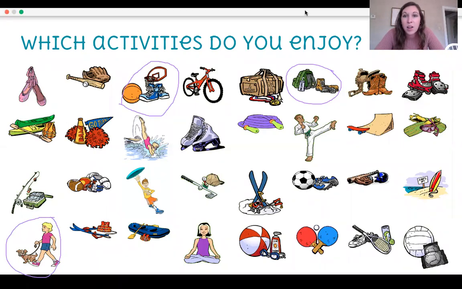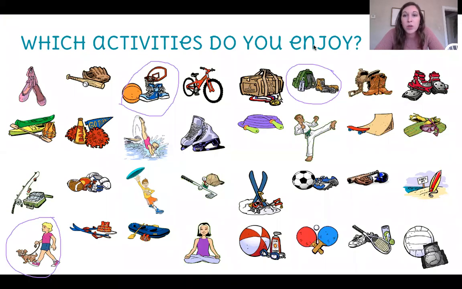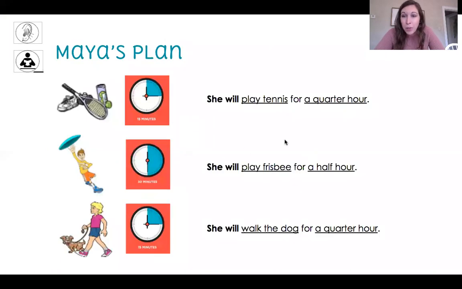Okay, now that we have found some activities that we enjoy doing, we are going to make a plan for doing them in the future. Take a look at my friend Maya's plan. Maya wants to be active for 60 minutes, but she doesn't want to do only one activity for all 60 minutes. She wants to do 3 activities. Here's her plan. Listen carefully to Maya's plan, and you can read along with me or in your head.